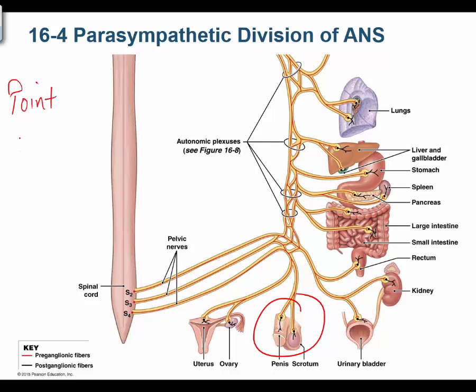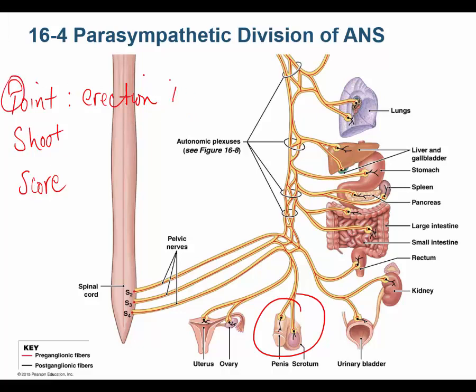Jumping ahead and giving you something I'll mention later. Point, shoot, score. Penile erection and ejaculation have to do with the sympathetic and parasympathetic nervous system. Here's how you can tell. Point. Well, that's an erection. As you can imagine, erection points.